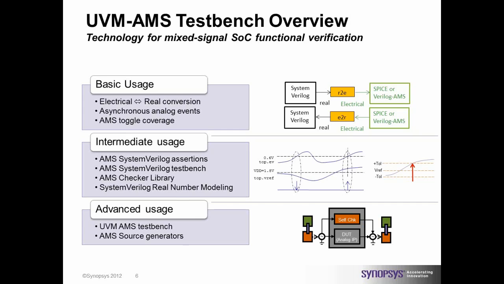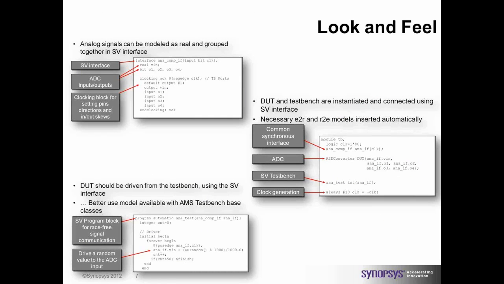The second important point of the basic usage is the asynchronous analog event. Then again, VCS with some of its API provides that. If you move on to the right side block, it talks about the DUT and the testbench being instantiated and connected using an SV interface. If you look at the instantiation of the A-to-D converter DUT, it's a SPICE block, and we are able to pass real variables to it where the electrical nodes are supposed to be passed. The electrical-to-real and real-to-electrical models are inserted automatically by VCS.